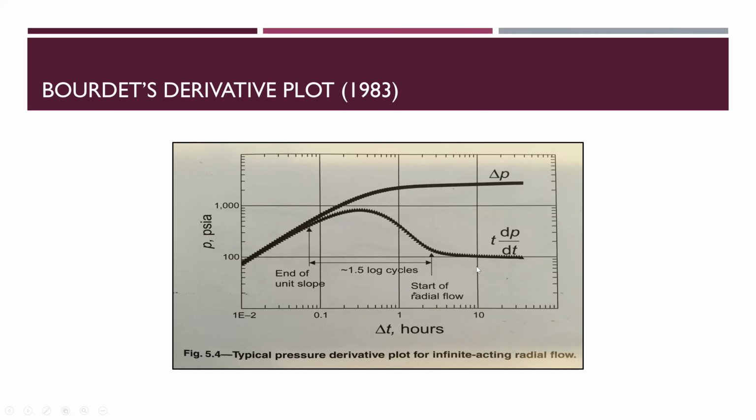This is the real one, represented by Bourdet, I think in 1983. Since that time, the story of well test interpretation has been dramatically enhanced. And this log-log plot, we can see that it replaced the semilog one. We can see here what we call 1.5 log cycle. This 1.5 log cycle represents the end of the wellbore storage and the beginning of the real infinite acting radial flow.